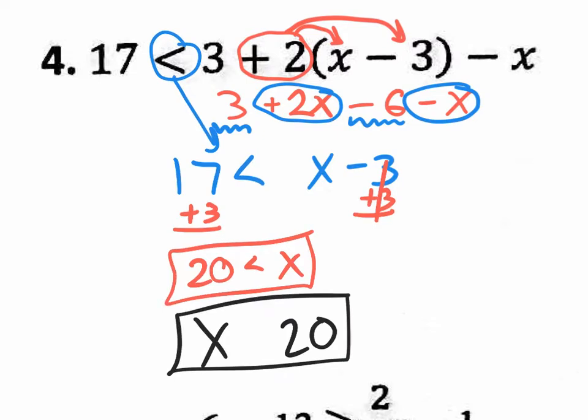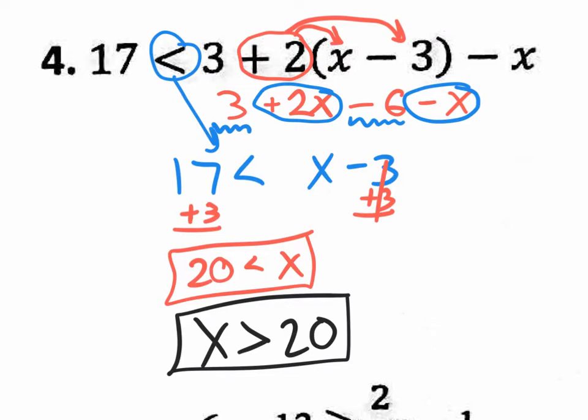Now, if you're confused when you flip it, this is your right answer. It's opening up to the x. So down here, it has to still open up to the x. Okay? It has to still open up to the x. So there's your final best answer right there. X is greater than 20.